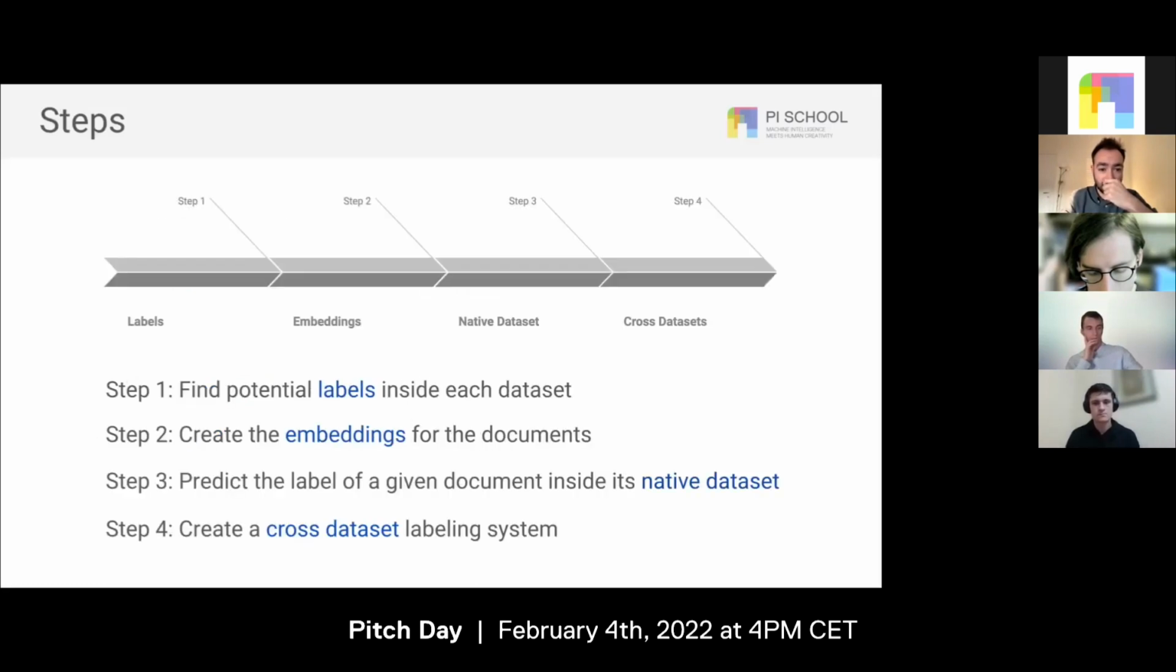So a little about the steps that we are taking to achieve that. We separate it into 4 different steps. First, finding potential labels inside of the data sets. Then calculating the embeddings for the documents, which is basically a numerical representation of the text in the document. Then we can use that to calculate the labels on the native data set, the data set that the label belongs to, and then hopefully exploit the same method to cross-correlate those data sets. So basically label data sets with labels that don't belong there. They are not native to that data set.